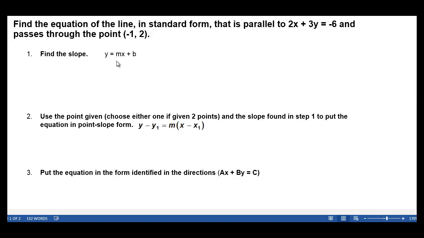Find the equation of the line in standard form that is parallel to 2x + 3y = -6 and passes through the point (-1, 2). So step 1 is to find the slope.